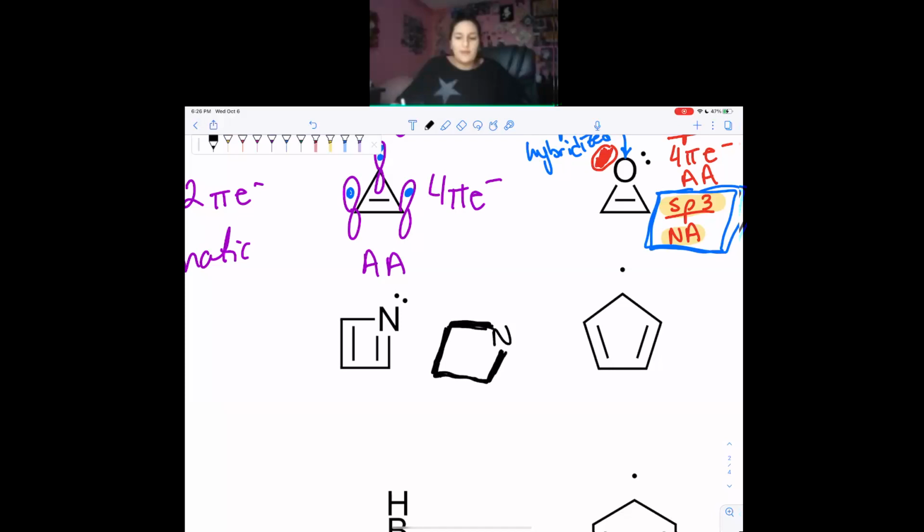wow, this is ugly. Bam, bam. This is how it looks, right? So if I draw my p orbitals, I know that each double bond means I have 1 electron here.